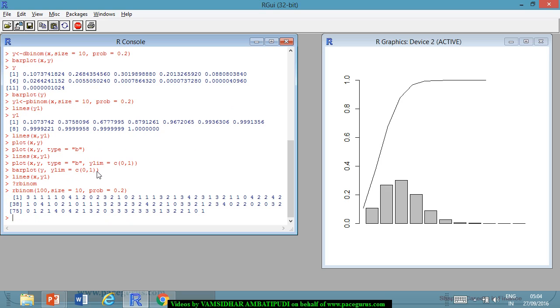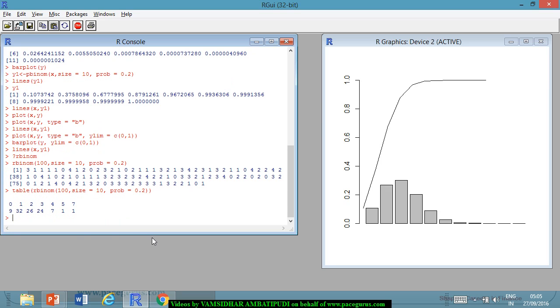So I have got, these are the successes that are coming up in each aspect. So there are 3 success, 1 success, 1 success, 2 success, 0 success, etc. So this one I can very well take it as a table. It gives me that there are 0 successes coming 9 times, 1 success is coming 32 times, 2 successes are coming 26 times.